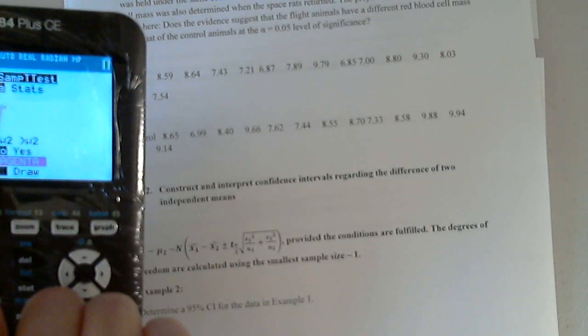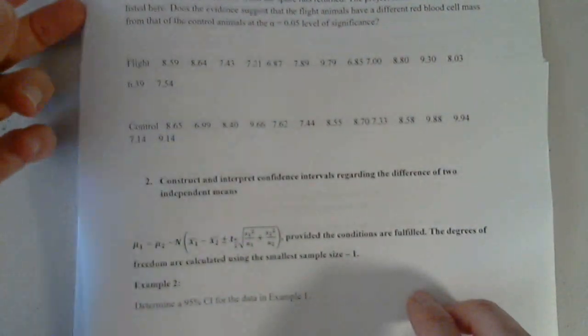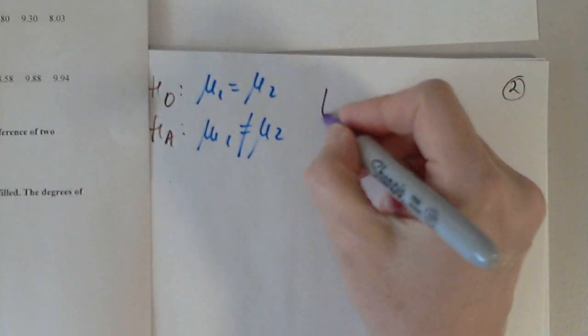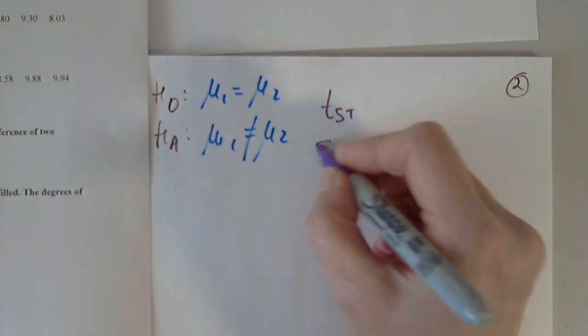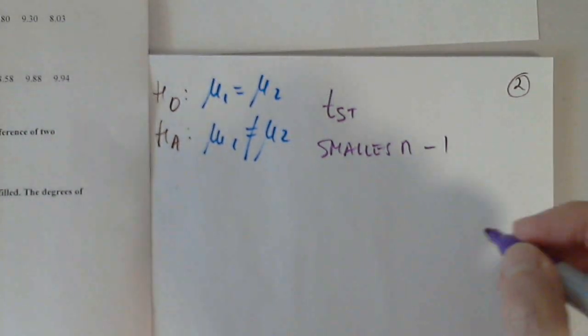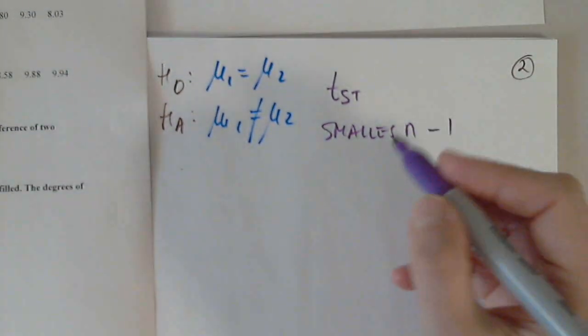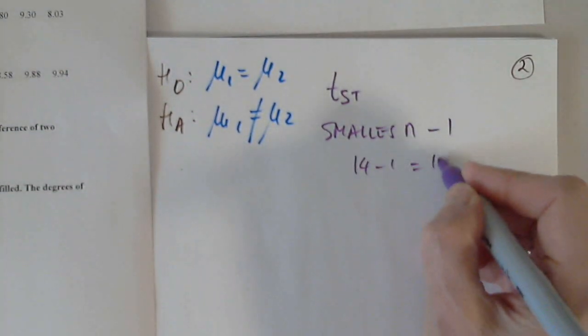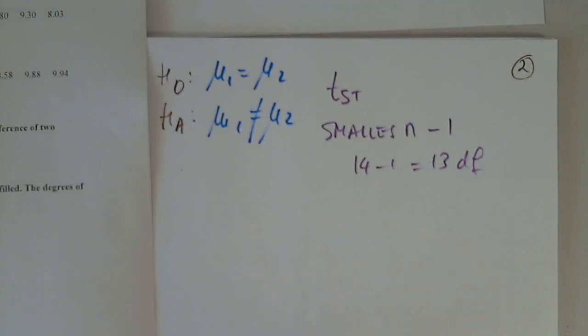The pooled here refers to degrees of freedom. So degrees of freedom for our calculations for the test statistic will be the smallest n minus 1. Well, it happens they are both 14. So it's 14 minus 1, which is 13 degrees of freedom.